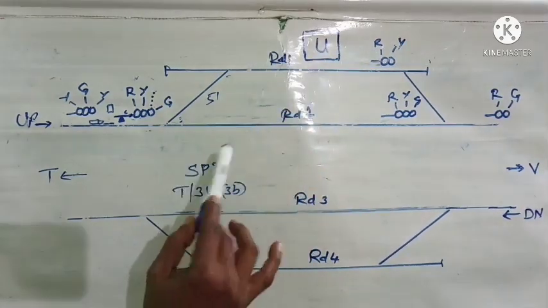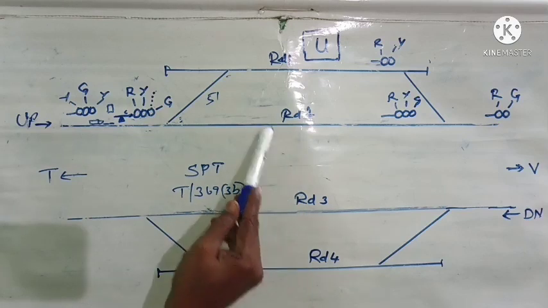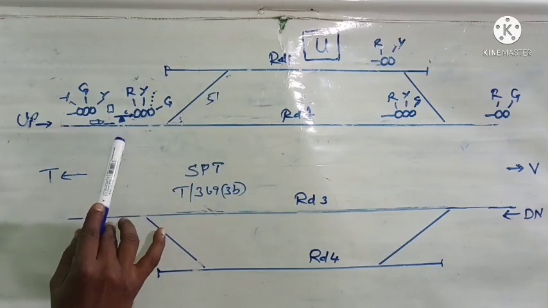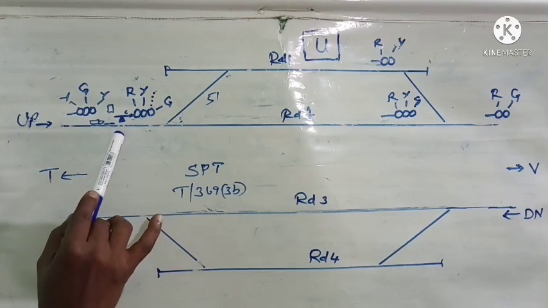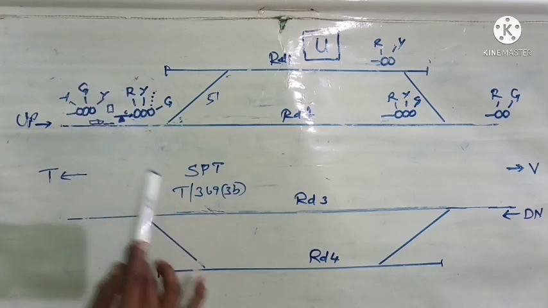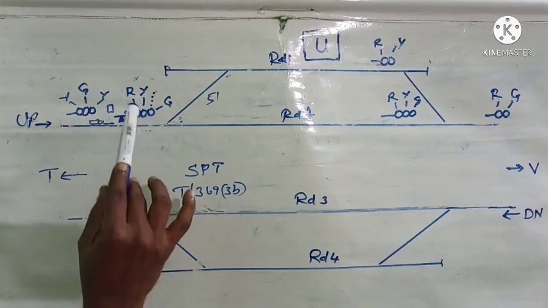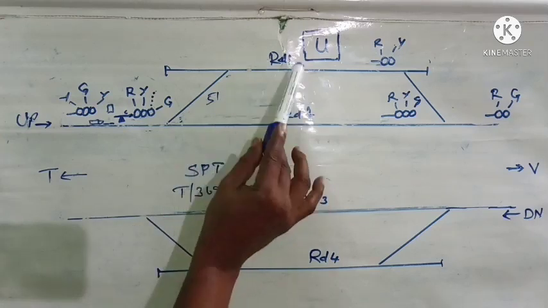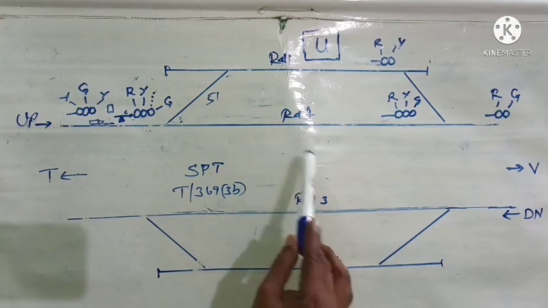Then only he will issue this T bar 369 3B, and that memo will be given to the station staff to bring to the loco pilot. So the station staff will bring that memo to the loco pilot in duplicate, and the original will be taken by the loco pilot, and in the duplicate copy he will put his signature. So after getting that memo T bar 369 3B, the loco pilot can come to road 1. Here also the loco pilot will be coming with a restricted speed.